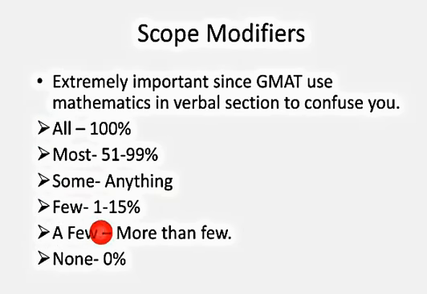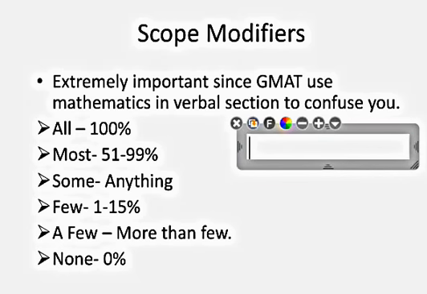But when we say anything, it's not all. Just remember that. And then we talk about a few. A few always means a little more than few. So always a little more than 15%. But how much? We don't really know. And although this is somewhat unrelated, let's just do this. Few and less.